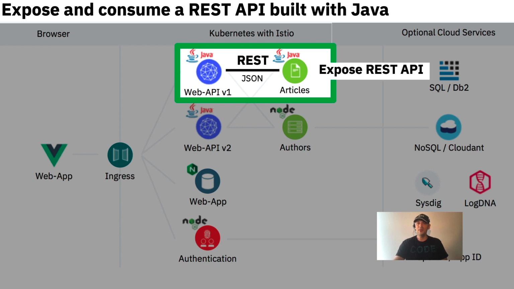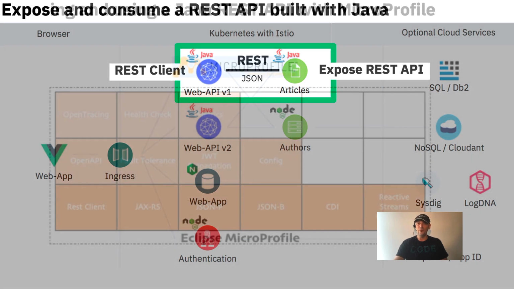The article service exposes a REST API endpoint. The web API microservice is a REST client which consumes the REST API to request articles information from the microservice. We use for our implementation Java with MicroProfile.